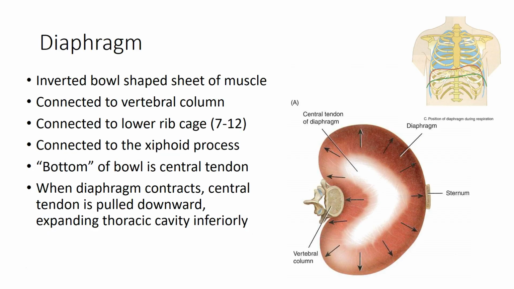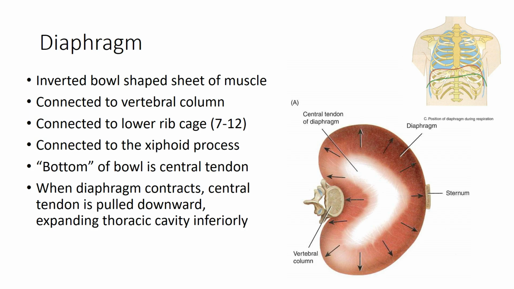The diaphragm is shaped like an upside-down bowl with what would be the bottom of the bowl at the top. It's connected to the vertebral column, to the ribs in the lower part of the rib cage, including the costal cartilages and the xiphoid process. Bottom of the bowl shape is the central tendon.